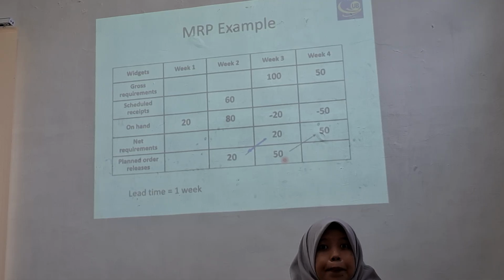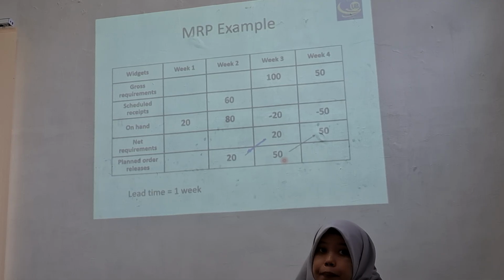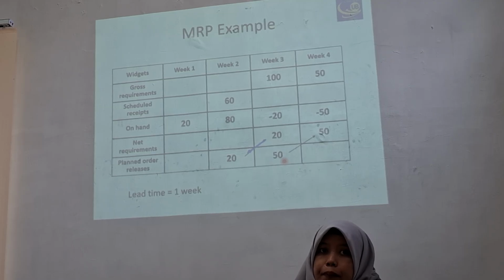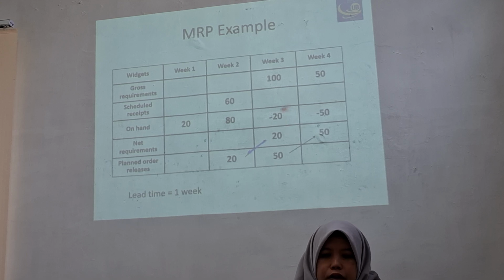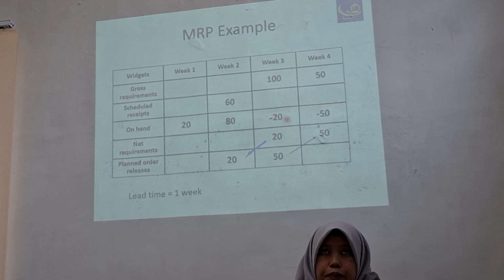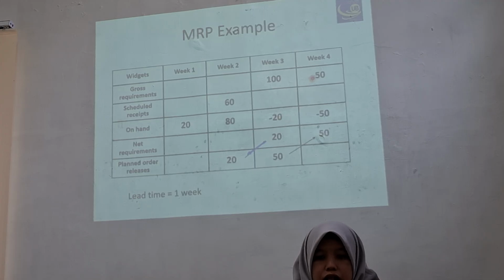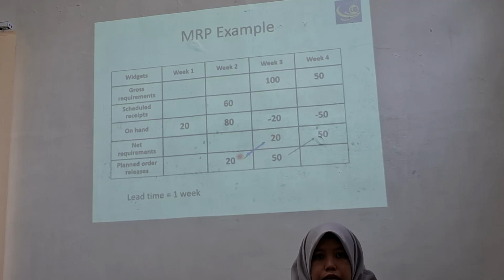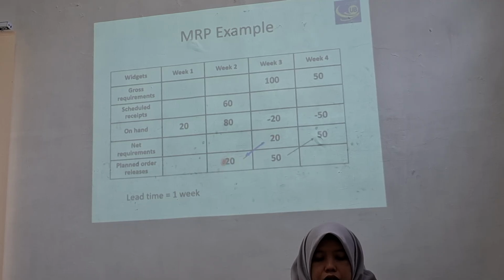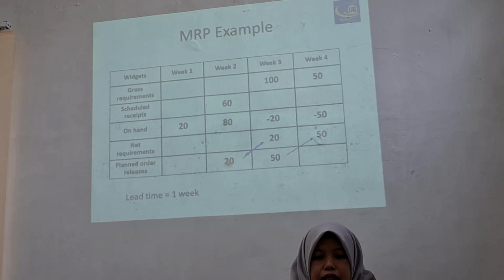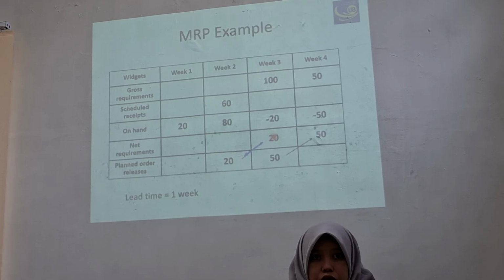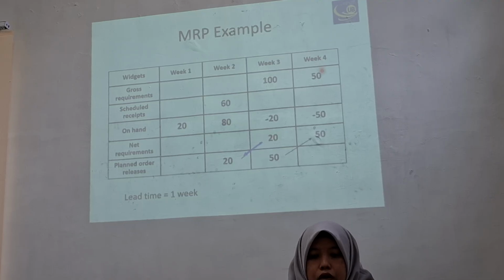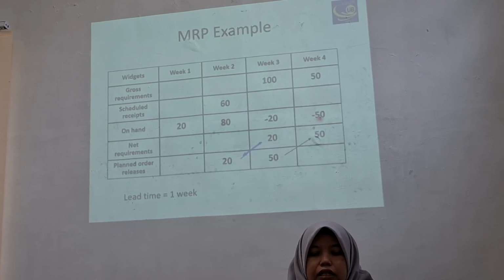Sorry, but why not minus 70 on week 4? Why not minus 70? Because we also have a shortage in week 3, minus 20. Oh, it is 0, because it's already planned as an order in the last week. Yes. Because 20 units will arrive in week 3, the inventory will be 0. So in week 4 there is on hand minus.